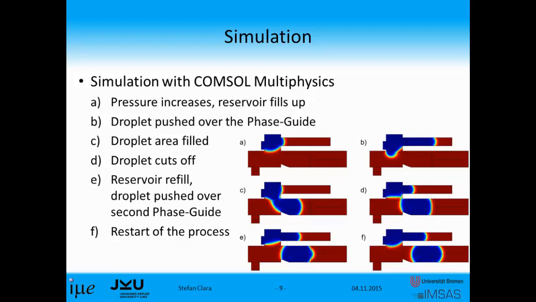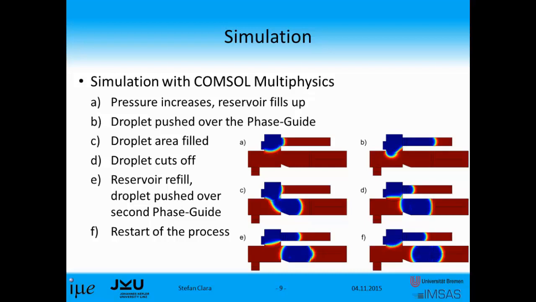Then the pressure increases, the fluid is flowing into the pressure chamber, and if a certain amount of pressure is reached, then the droplet is pressed over the first phase guide, which is placed here, and flows into the main channel, attaches directly at the lower boundary, and blocks the oily phase from flowing by it. We see that the amount of liquid which was in the pressure chamber flows out again and into the region between the first and the second phase guide.